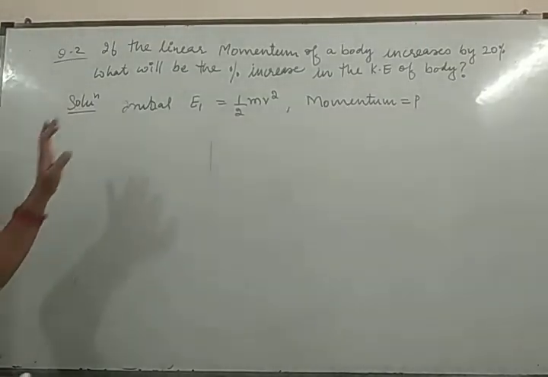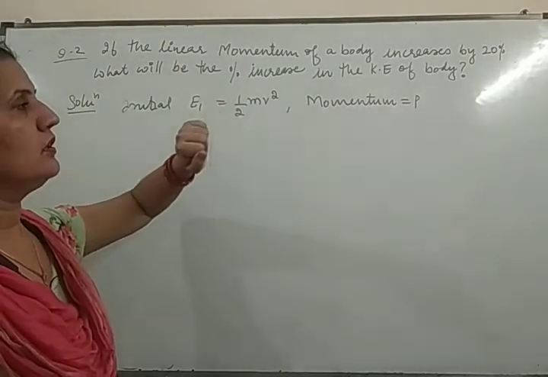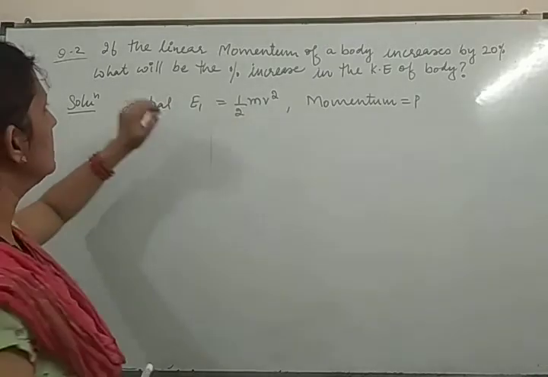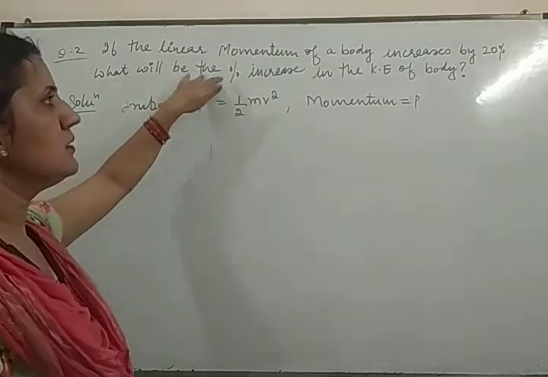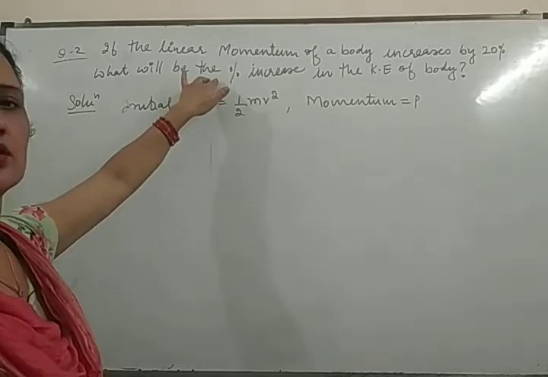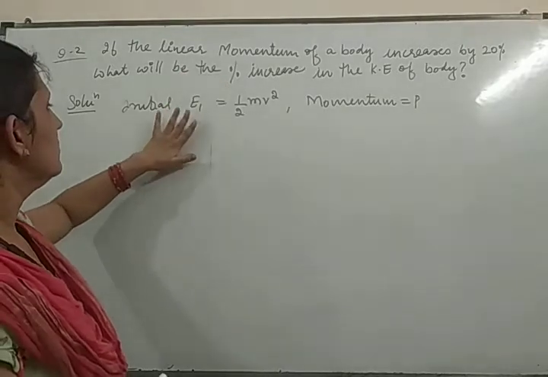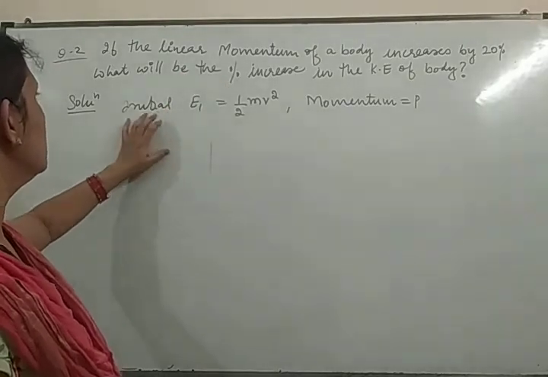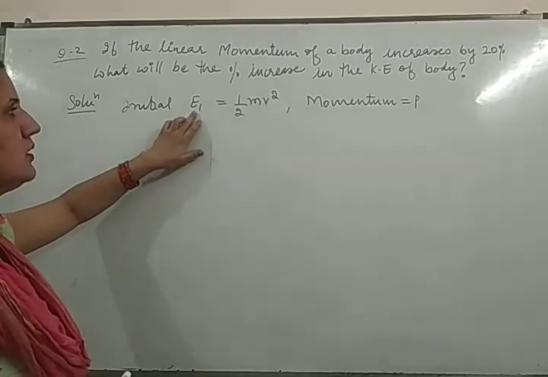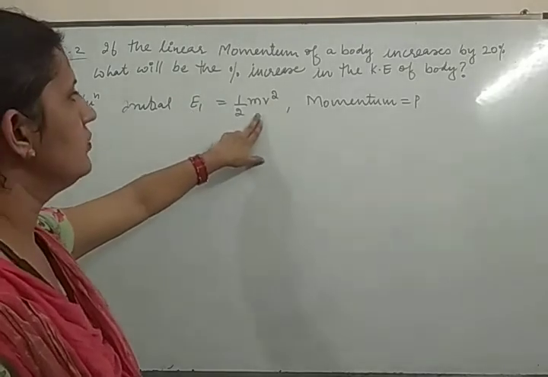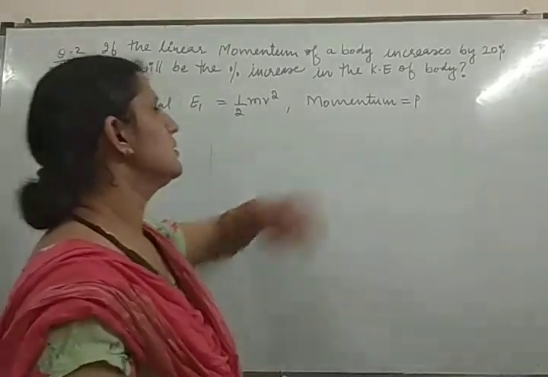Next question is, if the linear momentum of a body increases by 20%, what will be the percentage increase in the kinetic energy of the body? So let us consider the initial kinetic energy. E1 is equal to half mv square, and momentum is p.